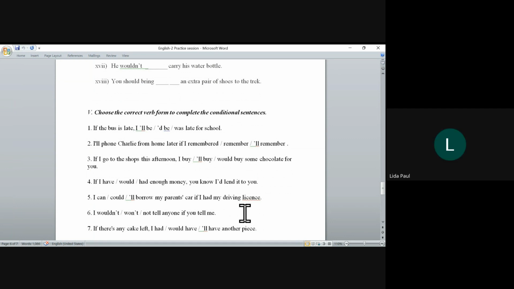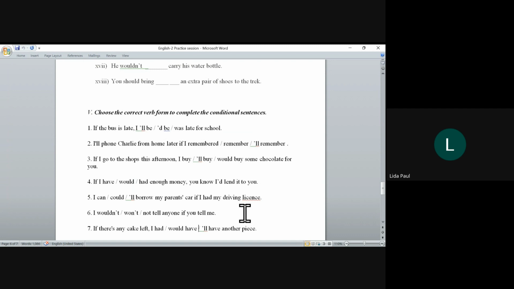Okay. So if the bus is late, choose the correct verb form to complete the conditional sentences, right? So here we are talking about the zero, first and second conditionals mostly. We're not taking up the mixed and the third one at this point. I told you mostly your knowledge should be around the zero, first, second. And third too, in case we're going to talk about conditions that would have results in the present if there is a change in the past, right? So that's the third conditional.